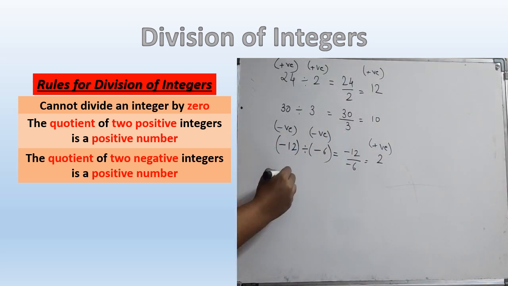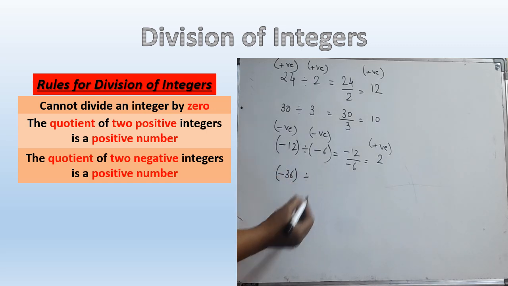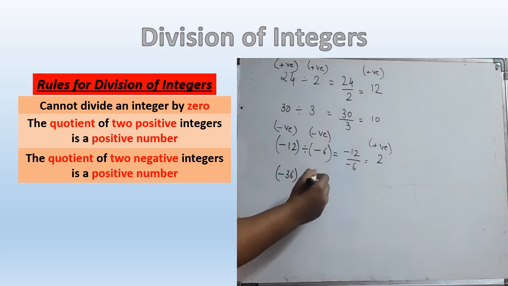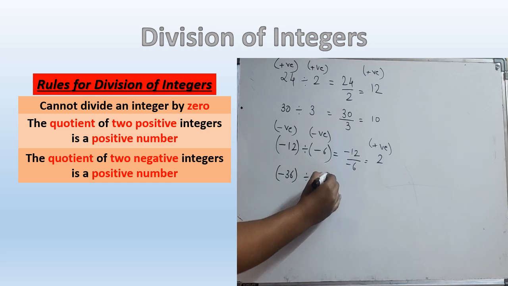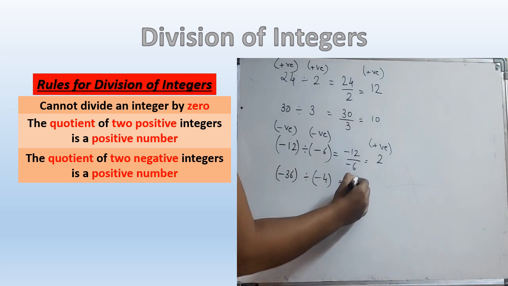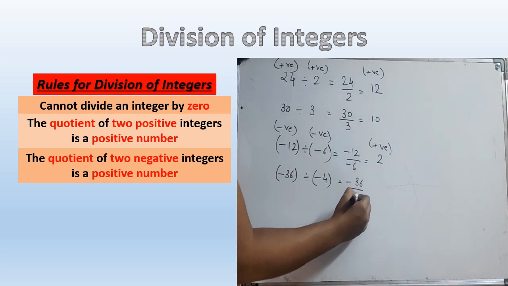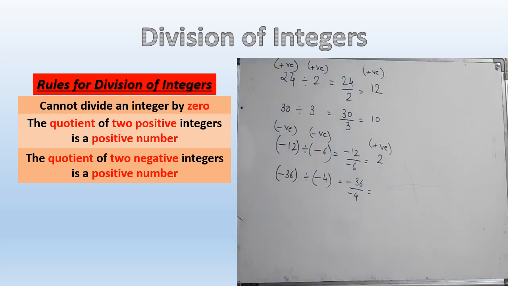One more example we'll do. Say minus 36 divided by minus 4. The answer is minus 36 upon minus 4, which is positive 9. I hope you're getting these points clear.